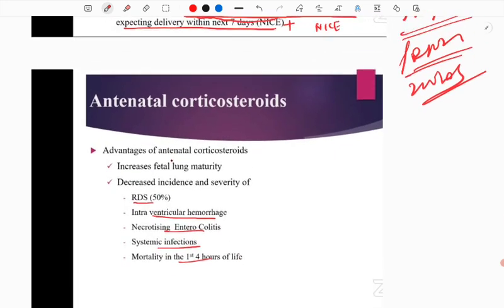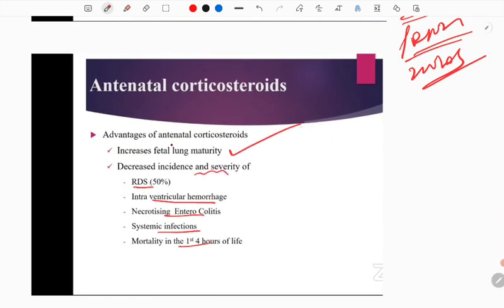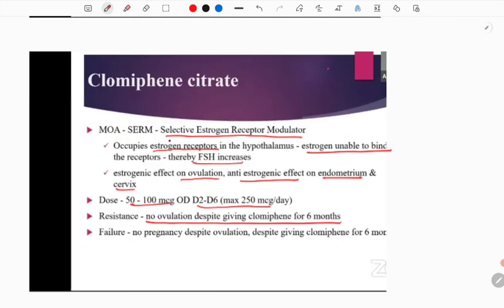Antenatal steroid administration increases fetal lung maturity and decreases the severity of respiratory distress syndrome, intraventricular hemorrhage, necrotizing enterocolitis, systemic infections, and mortality in the first 48 hours of life. Clomiphene citrate: the mechanism of action is as a selective estrogen receptor modulator. It occupies estrogen receptors in the hypothalamus.